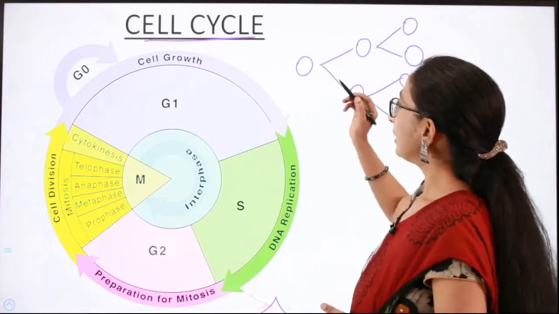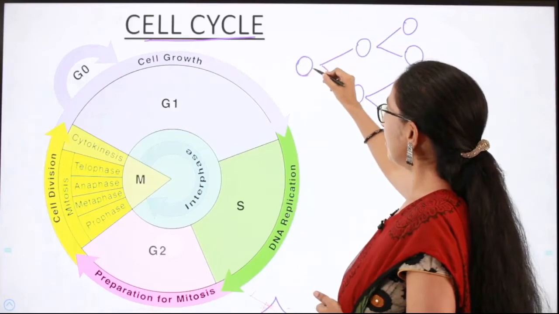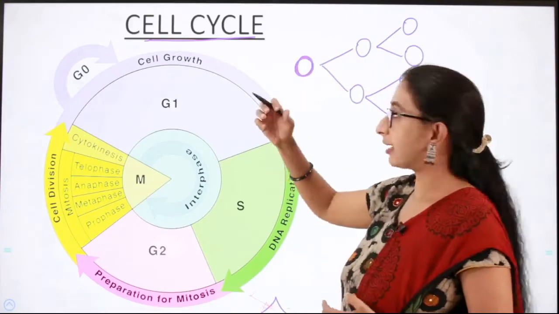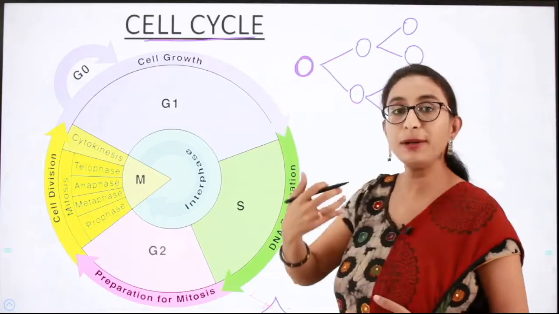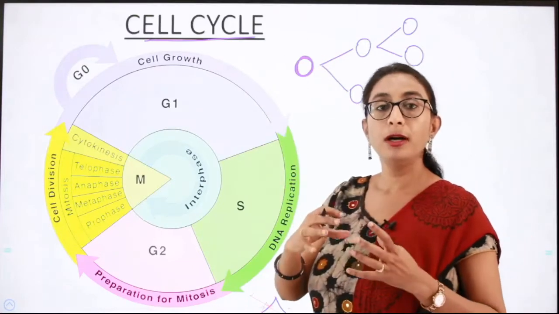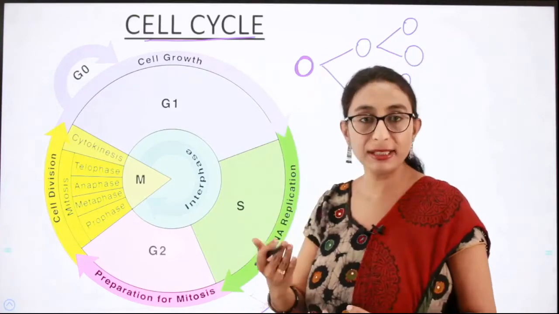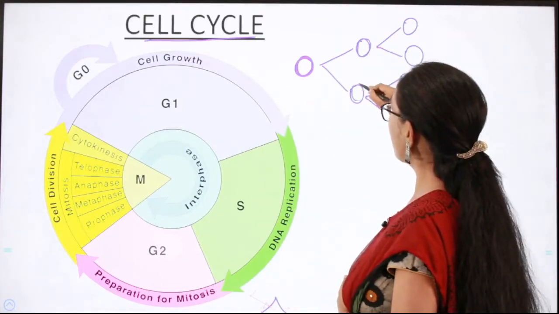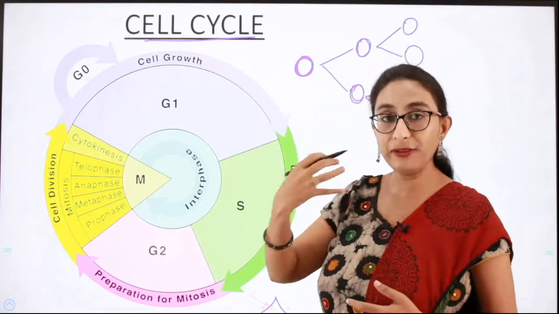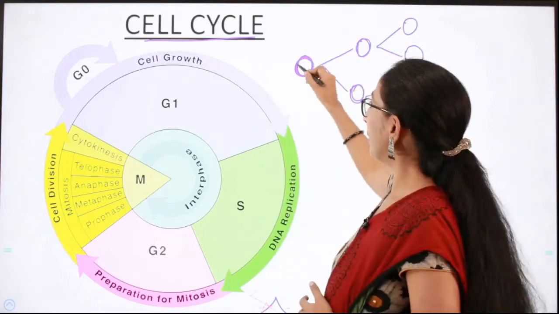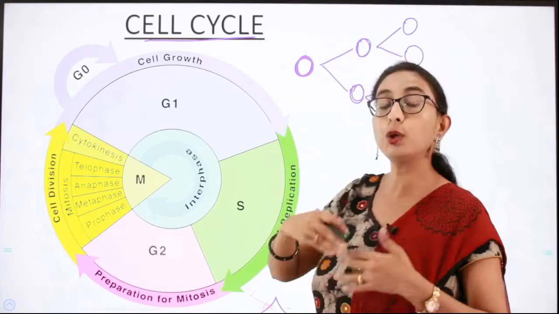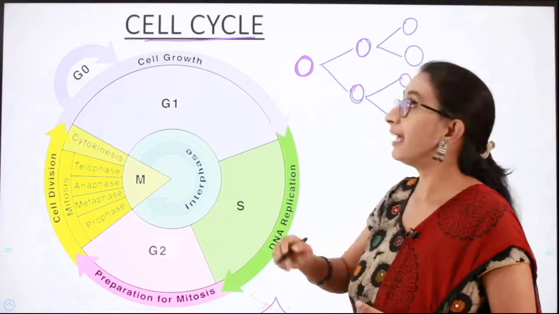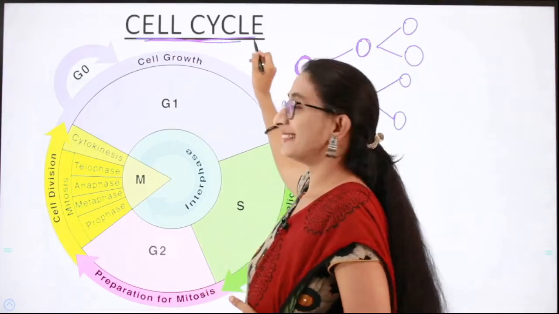Now, what is it that happens in the cell? That is, what are the stages or steps that occur in this cell that enable it to grow, become huge, almost double its size, and then divide into two daughter cells? So, the set of events that occur in the parent cell for it to grow in size and to divide into two daughter cells is called cell cycle.